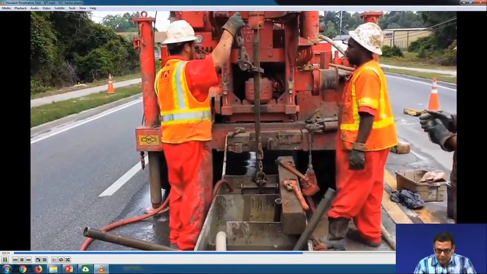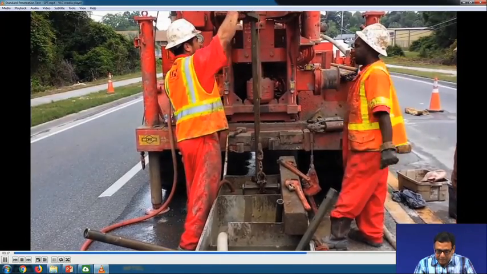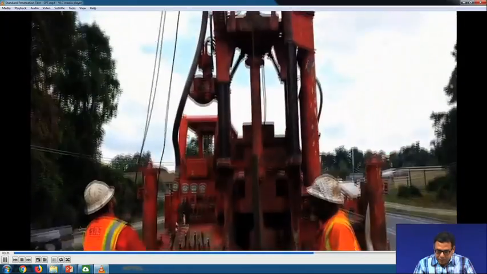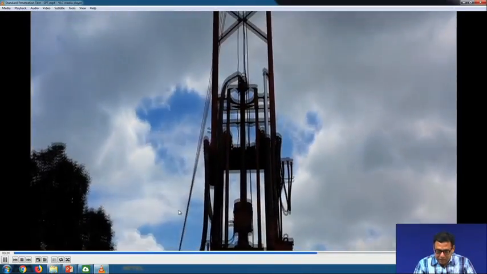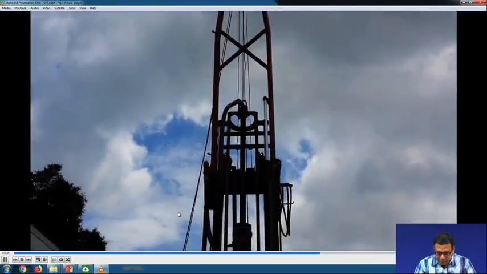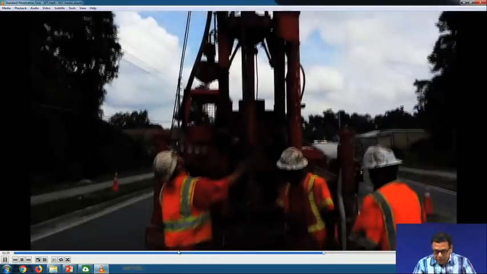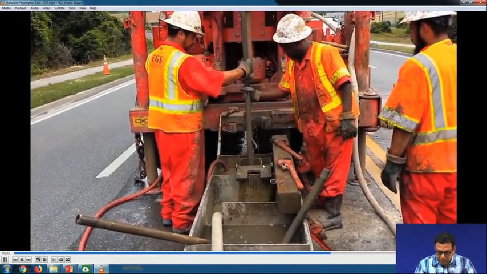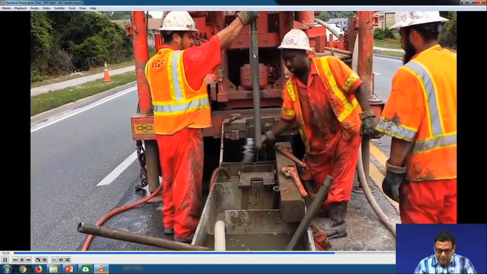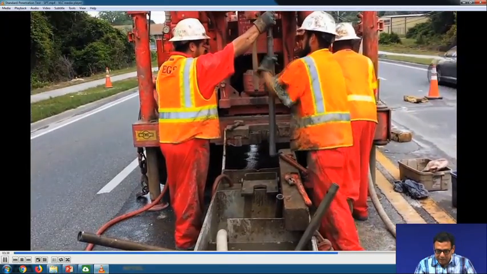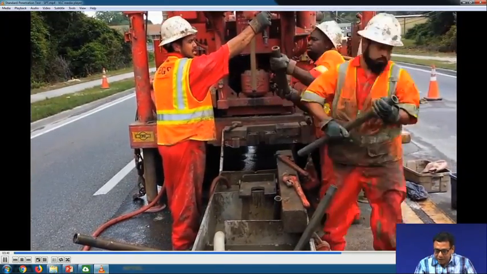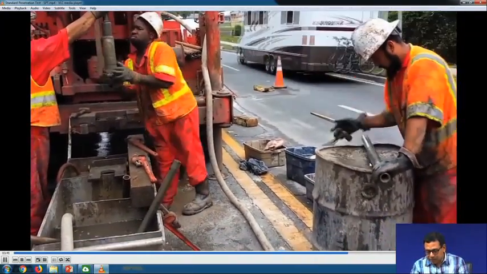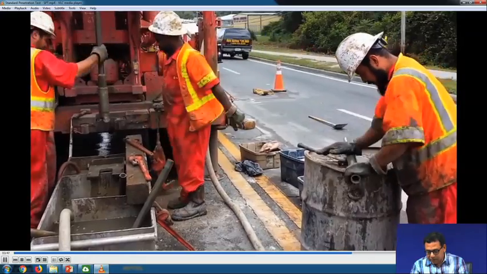Once the borehole is constructed, we place the sampler tube and attach it with the drill rod, and over the drill rod we apply the hammer blow. Then we count the number of blows required for each 150 millimeter penetration. This is the sampler tube, and it is collected now. Later on I will discuss the sampler tubes in detail. Now it is removed.